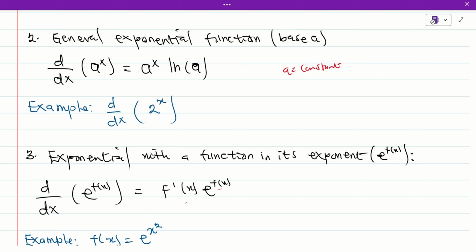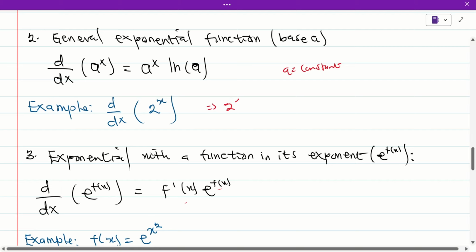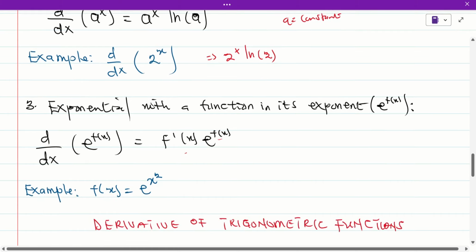So for example, you have been asked to differentiate 2 exponent x. What you're going to do here is you write again our 2 exponent x, then you find the natural log of 2. So 2 exponent x ln 2. This is going to be our final answer. You get it? Okay.